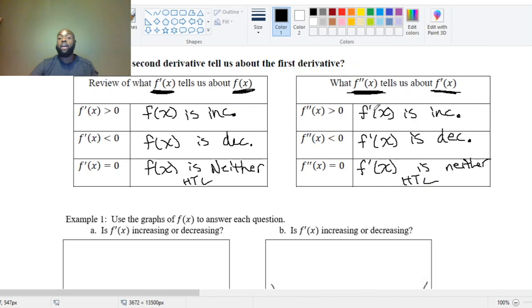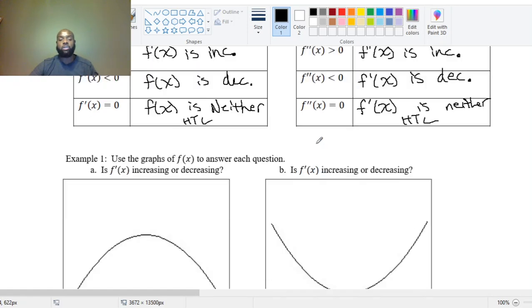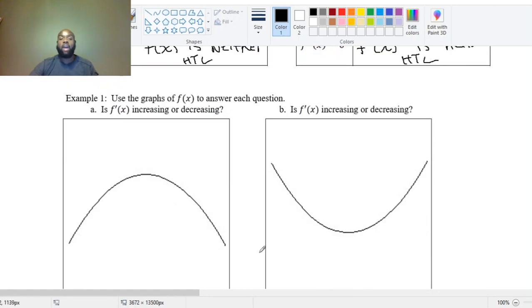We know that when our first derivative is increasing, our second derivative is greater than 0. When our first derivative is decreasing, our second derivative is less than 0, right? We already found that out in this table here. So I have two graphs here, all right? And one of these graphs looks like an upside down parabola. This one looks like a right side up parabola, right?